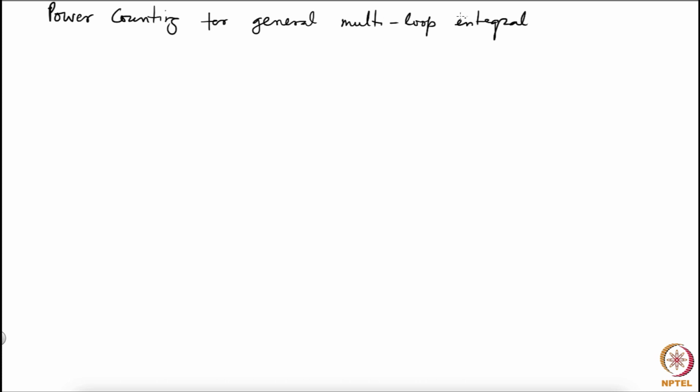So, power counting for a general multi-loop integral or Feynman diagram. Let me remind you about the notation. L stands for the number of loops.